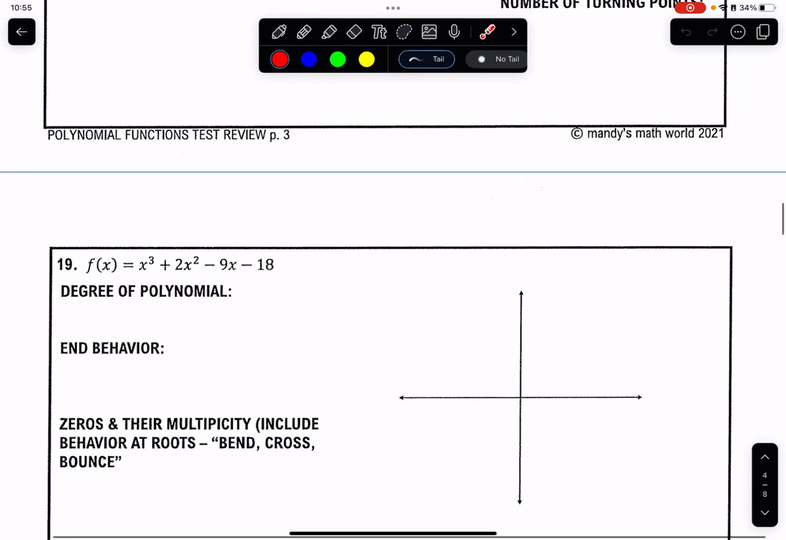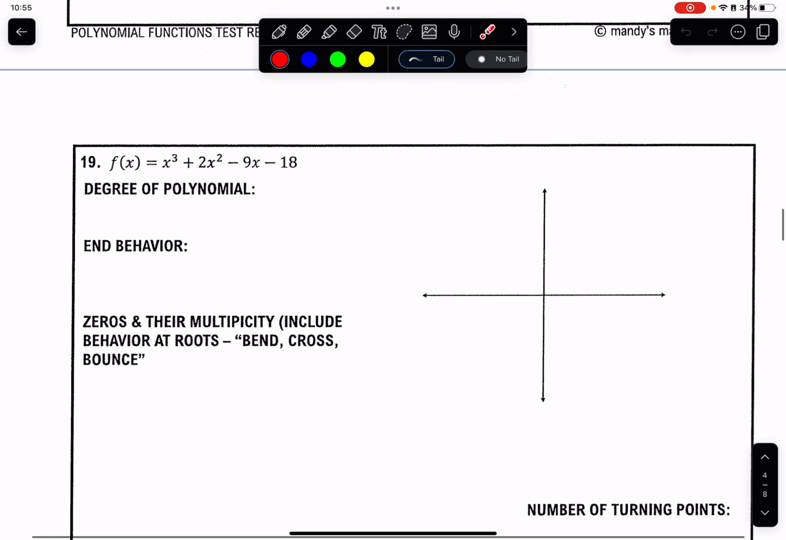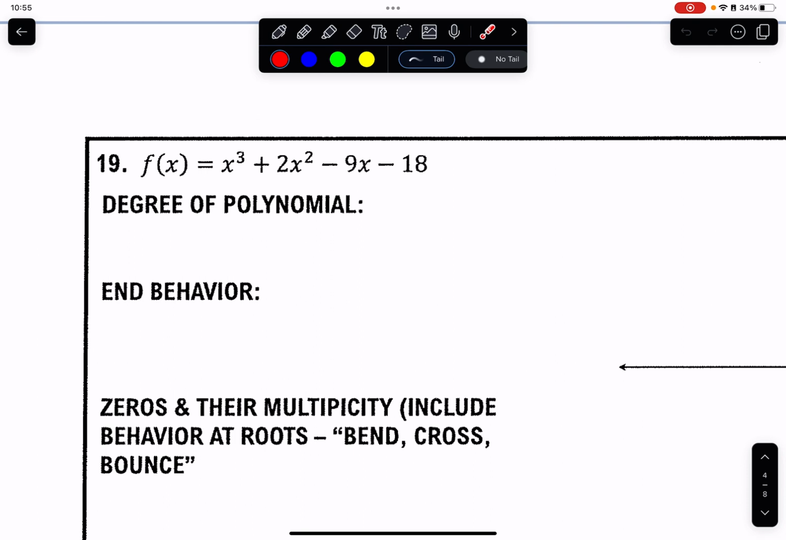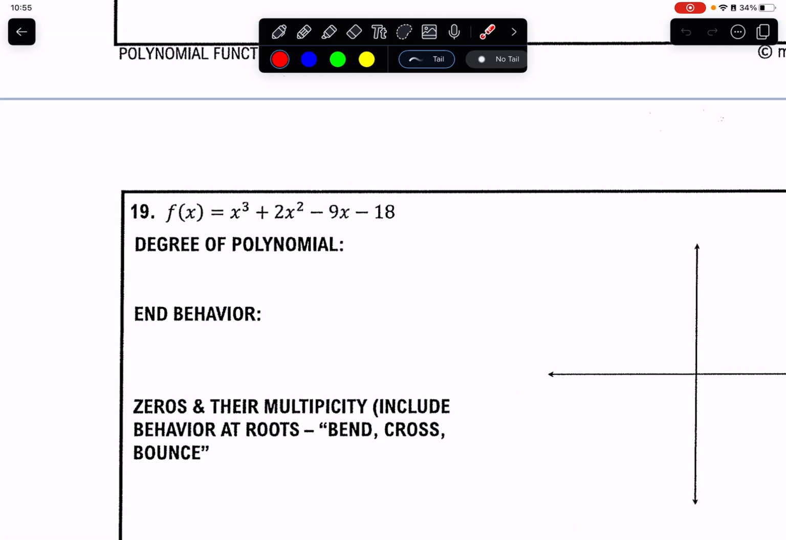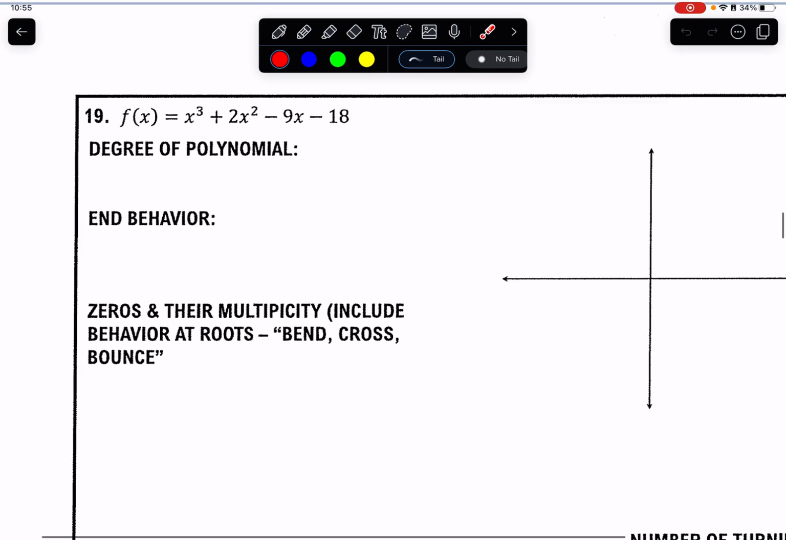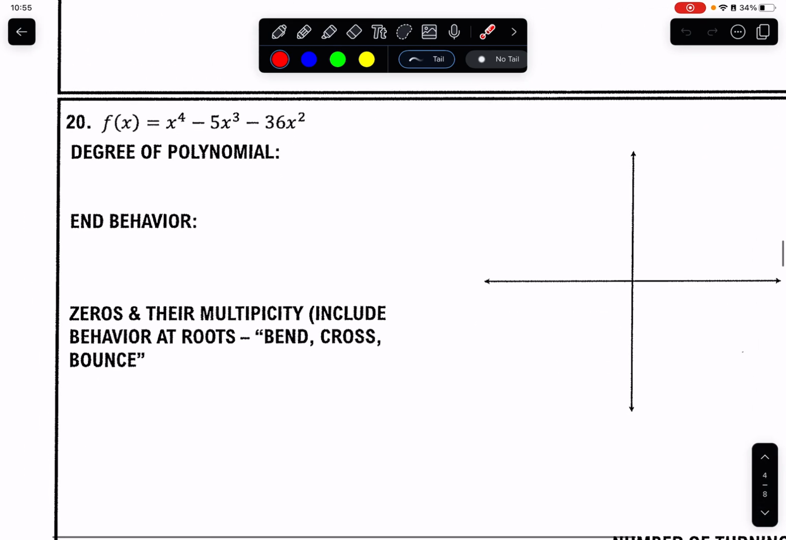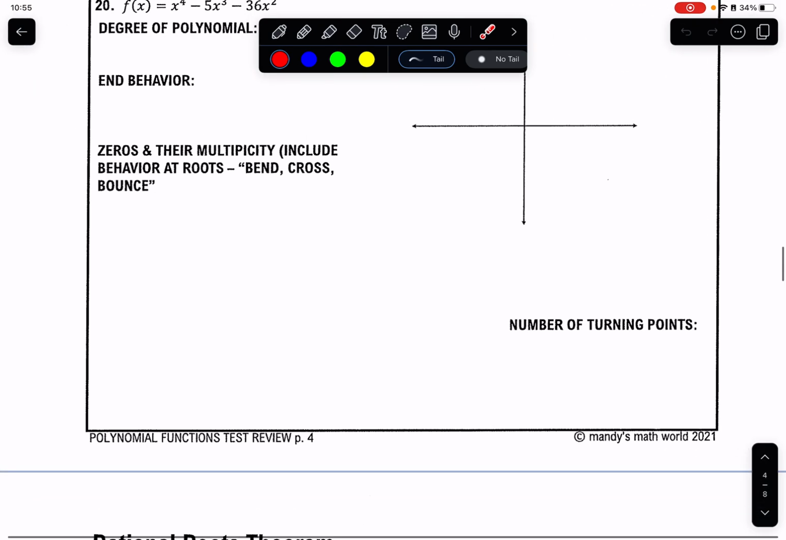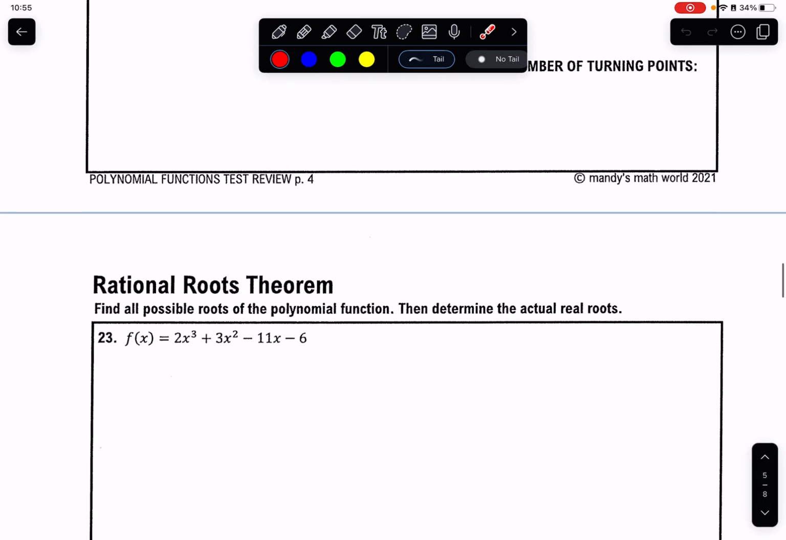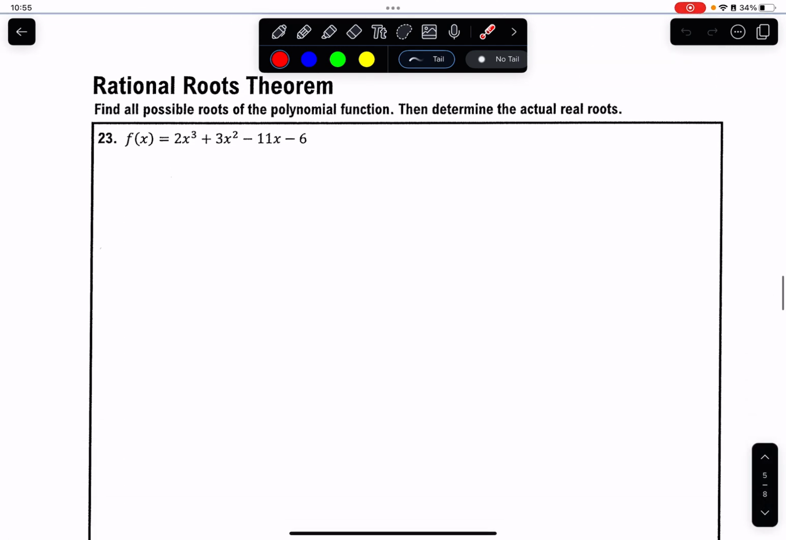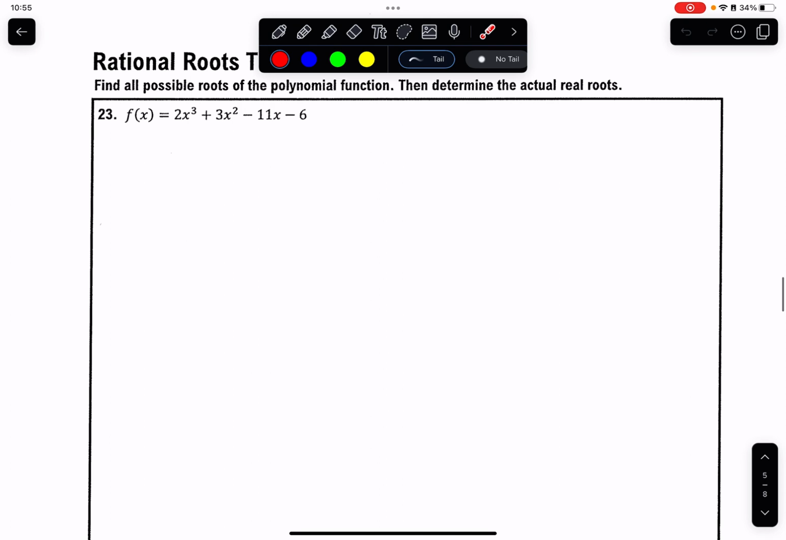And then if you notice, some of them are not factored for you already. So that could also appear. You will have some that are factored, some that aren't. So you will have to know that process of the warm-up that we just did, right? So hopefully that helps with you solving, and then you can answer the questions, okay? So that's going to be a majority of the test as well, is answering different questions about your function. You'll just have one rational roots theorem problem.